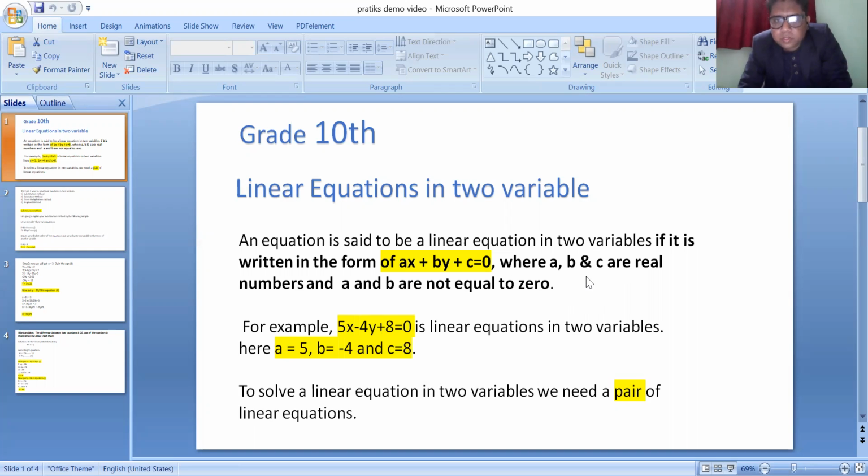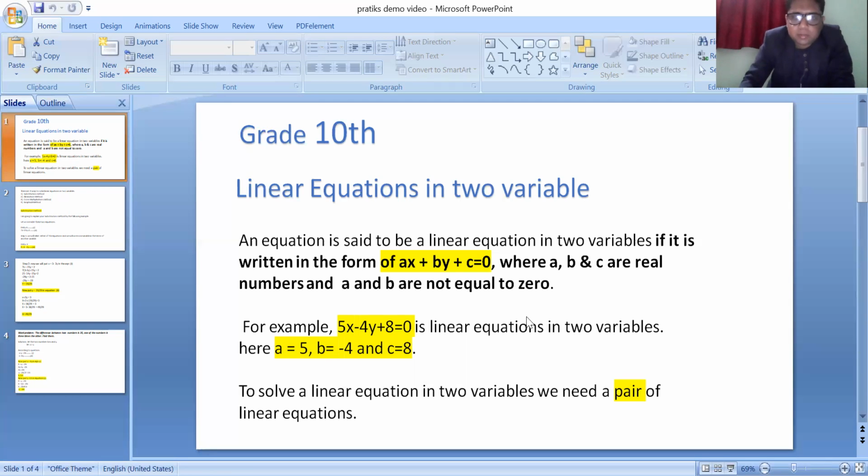If a is equal to 0, then what will happen? The x term will become 0. It will be by plus c. Then it will not be a linear equation in two variables. Okay, now what are the two variables here? In the equation ax plus by plus c is equal to 0, we have two variables, x and y, and c is generally a constant here. And a and b are coefficients of x and y respectively.